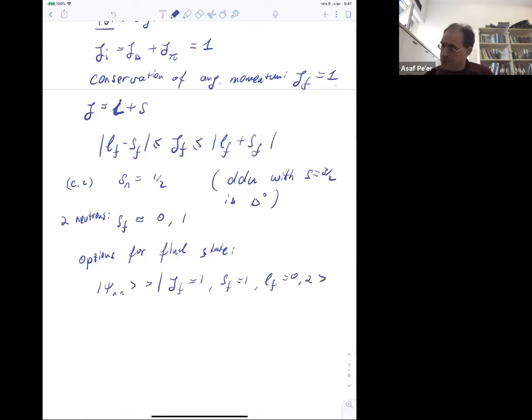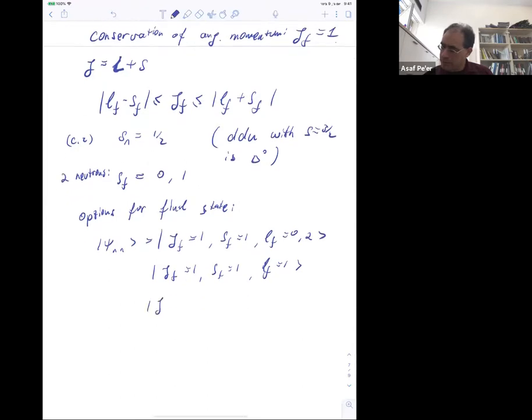But it can be 1 as well, right? So JF is equal to 1, SF is equal to 1, LF is equal to 1. Or JF is equal to 1, SF is equal to 0, in which case LF has to be equal to 1. We have 3 options for the neutrons in the final state. Now the question is, which one is the correct one?